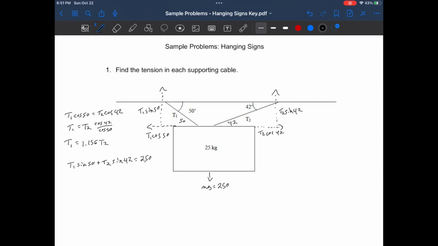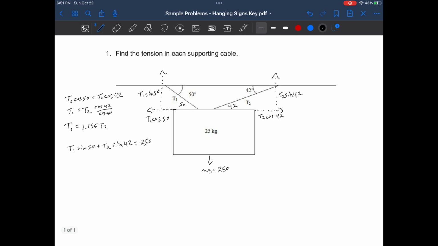Looking at my vertical forces, I'm going to add up my upward forces and set them equal to my downward force. T1 sine 50 plus T2 sine 42 is equal to 250. We're adding those two because they go the same direction. They're both going up.